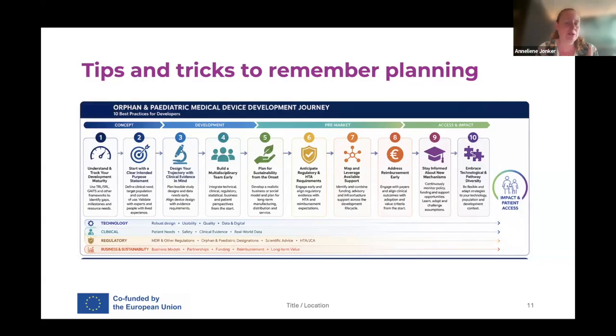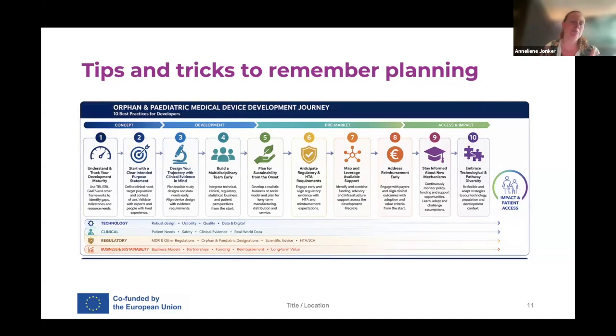A second one has truly been to start with a clear intended purpose statement. We've seen in all three projects, the Orphan Dev for Kids, i4Kids for Rare, and DeCODe, quite a number of pediatric and orphan device developers that don't have their intended purpose statement quite clear. And that really needs to be the starting point, with a clear clinical need, clear target population, and a clear context of use that starts off your development.